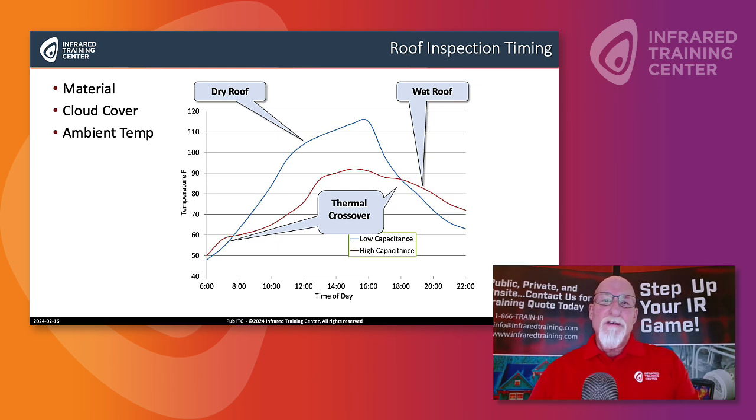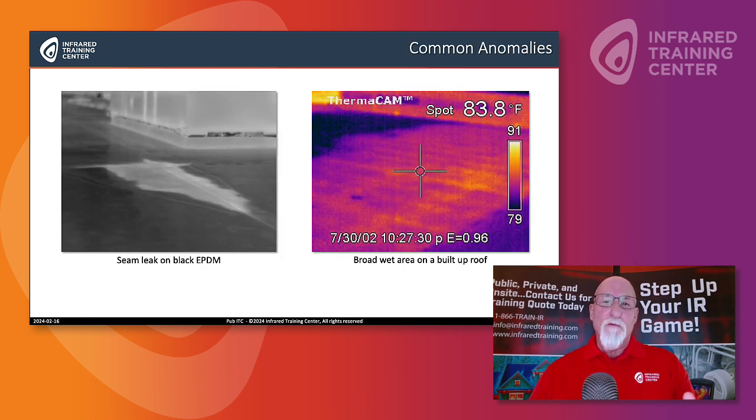Now, here's a couple instances where moisture is found. On the left, we see that there's a seam leak in a rubber roof, an EPDM roof, and it presents itself very, very well. Those areas that are bright white in color are where that water, that moisture underneath the membrane, has retained its heat because of the thermal capacitance of the water.